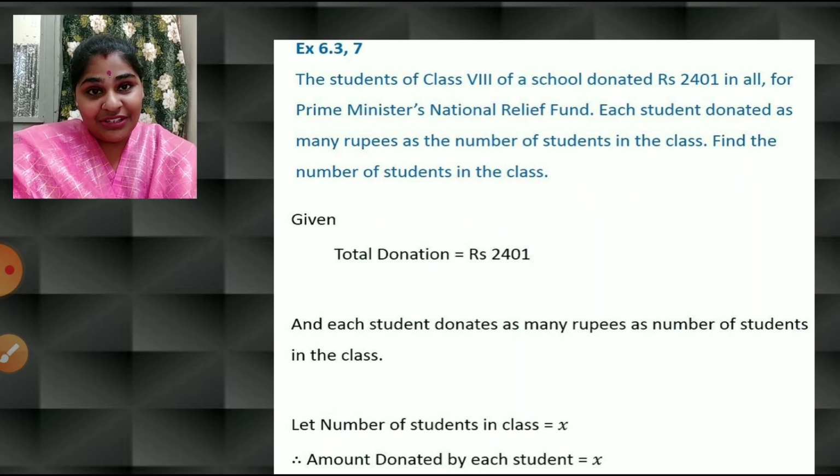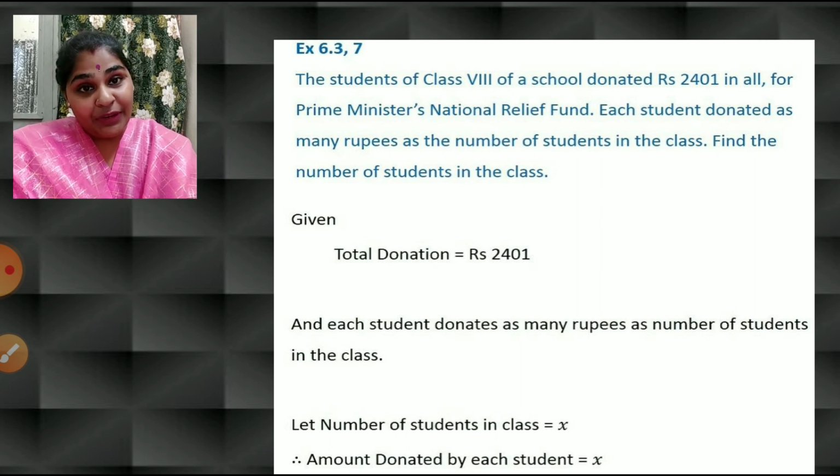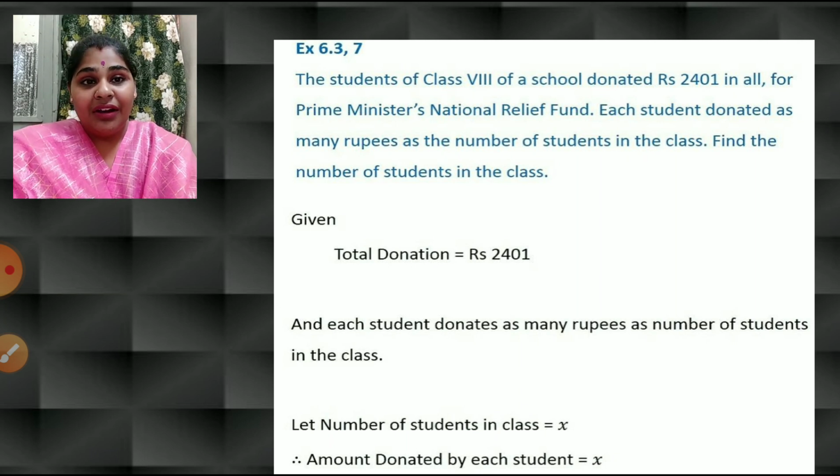Now for example children, if I take that there are 3 students in the class, so each student donated 3 rupees. That means, I hope you understood, the number of students and the rupees donated by each child is the same. So let us see how to solve this.